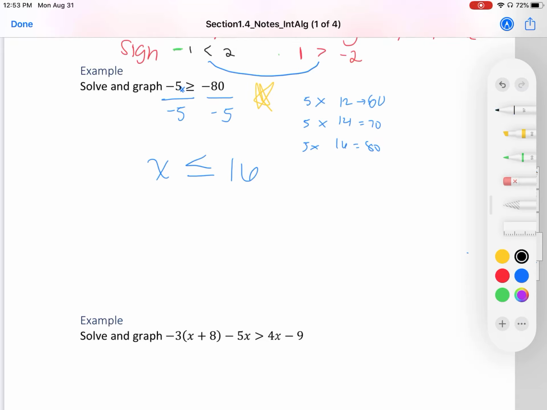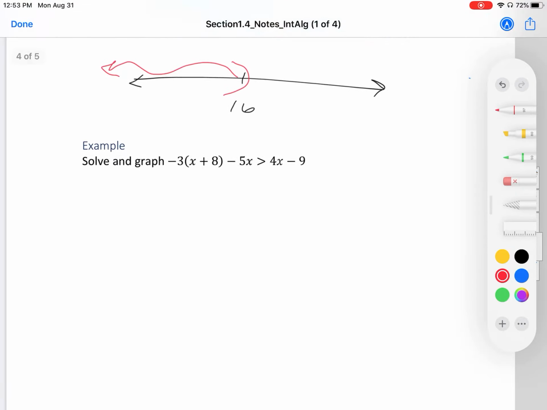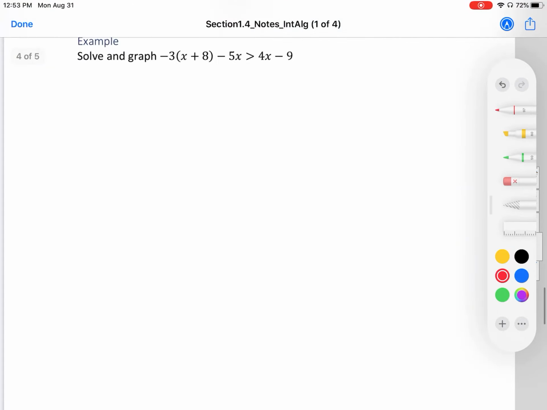If we graph it, what numbers are less than 16? So that would be towards your negative side, and we'll use a parentheses. Next one, a bit more involved. Remember, your rules of equality that you learned in your previous section still apply. If you ever get confused or if an inequality just throws you off, remember, treat it like an equal sign. And if it's helpful, you can always draw a line through it.